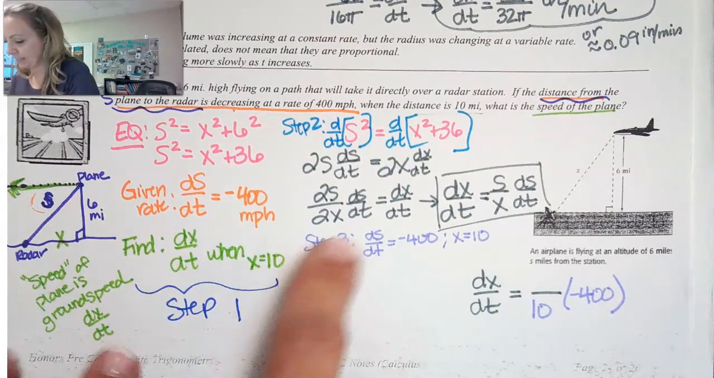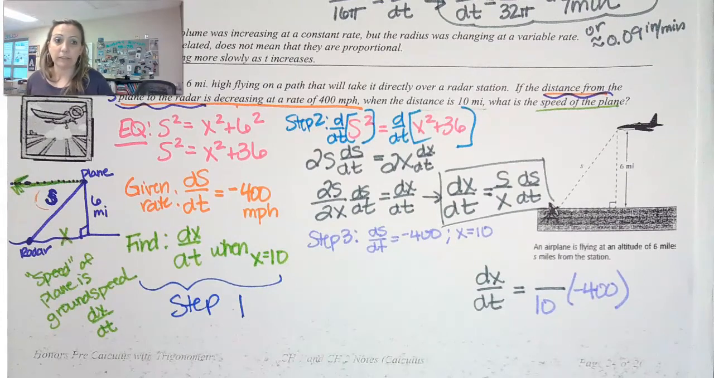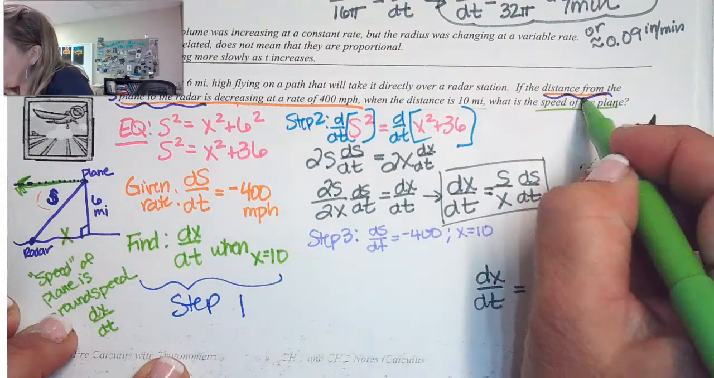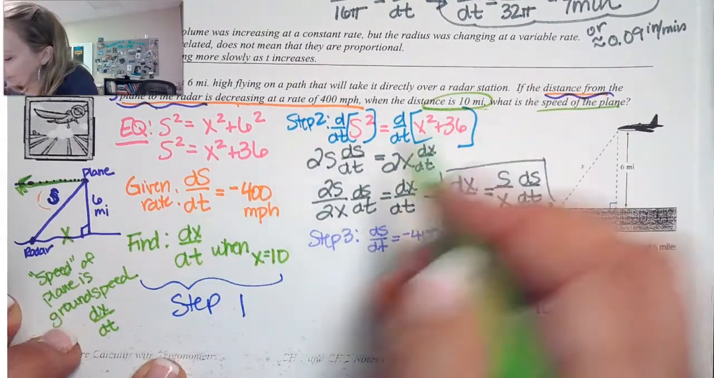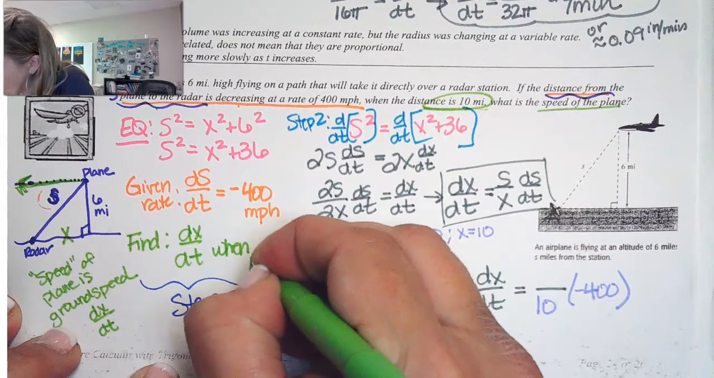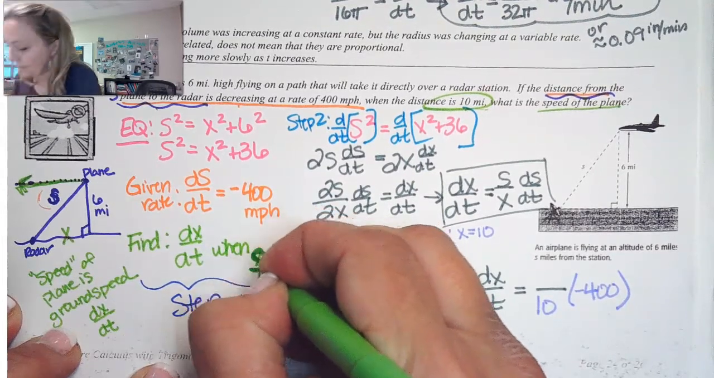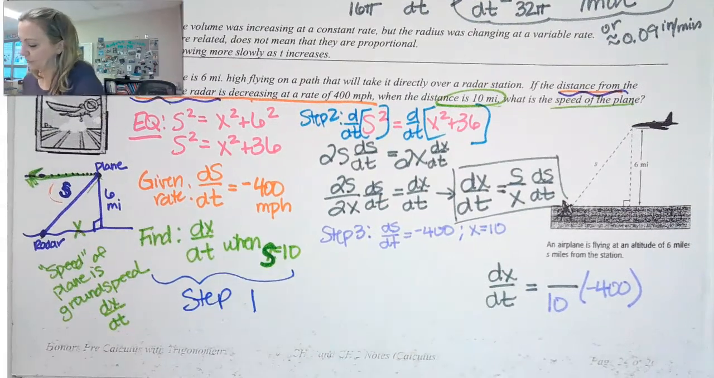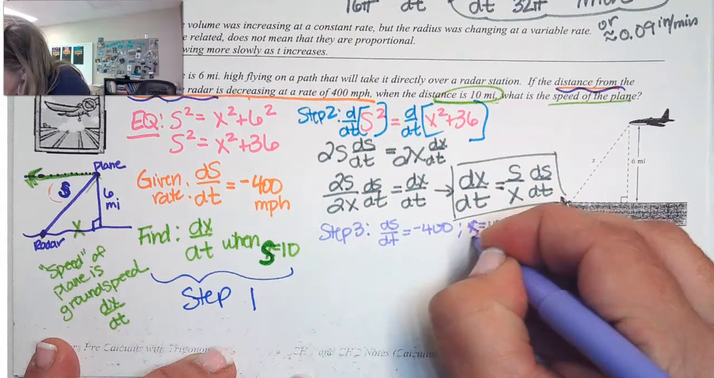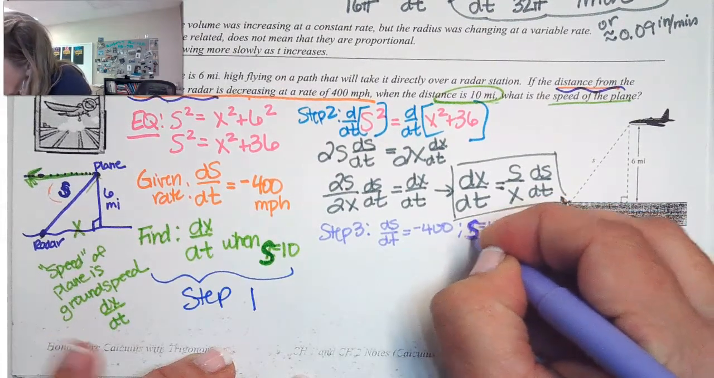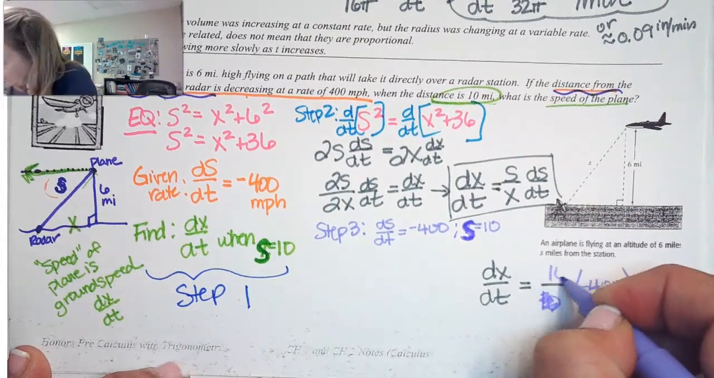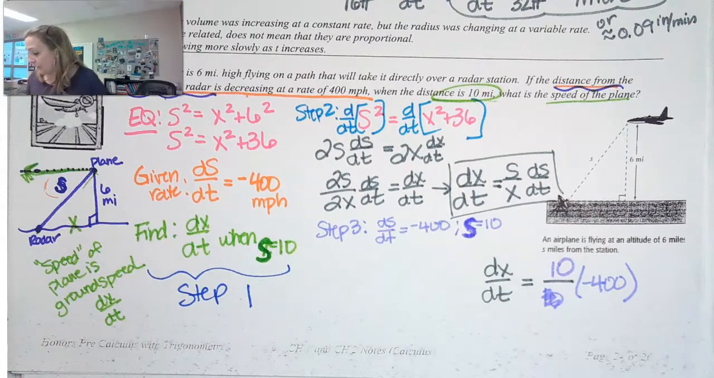Oh shoot, you guys, I did this whole thing wrong. Sorry, the dx/dt is when the distance is 10 miles. So it's when s is 10, not x. So when the distance from the plane to the radar is 10, this is when s is 10. I'm like, wait a minute, my picture isn't looking right. Sorry, it's been a long day when I'm doing this recording.